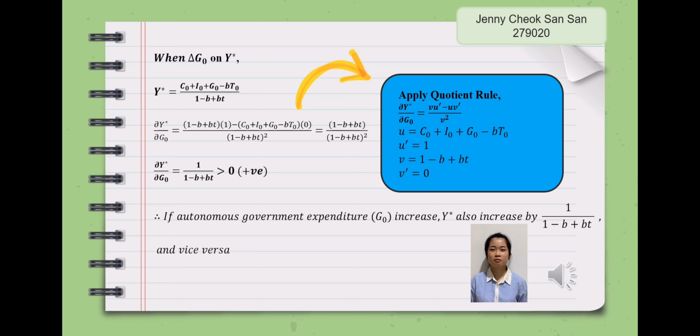This is more than 0, which means positive. Therefore, we can comment that if autonomous government expenditure increases, Y star also increases by 1 over 1 minus B plus BT, and vice versa.